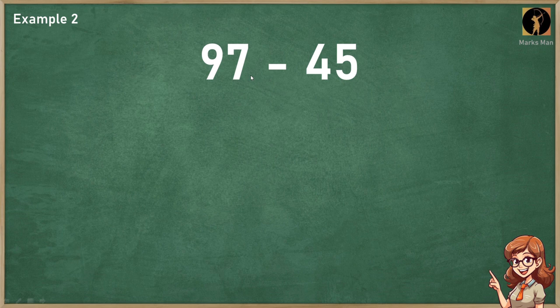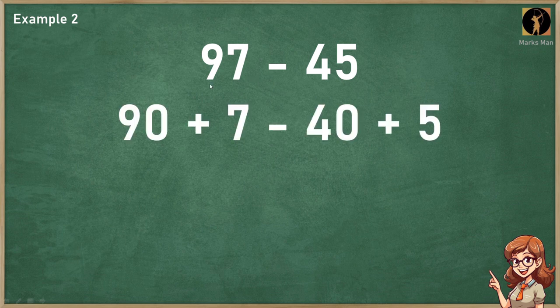So, let's separate each number to each digit value. In number 97, the value of 9 is 90. The value of 7 is 7. Minus, in number 45, the value of 4 is 40. And the value of 5 is 5.